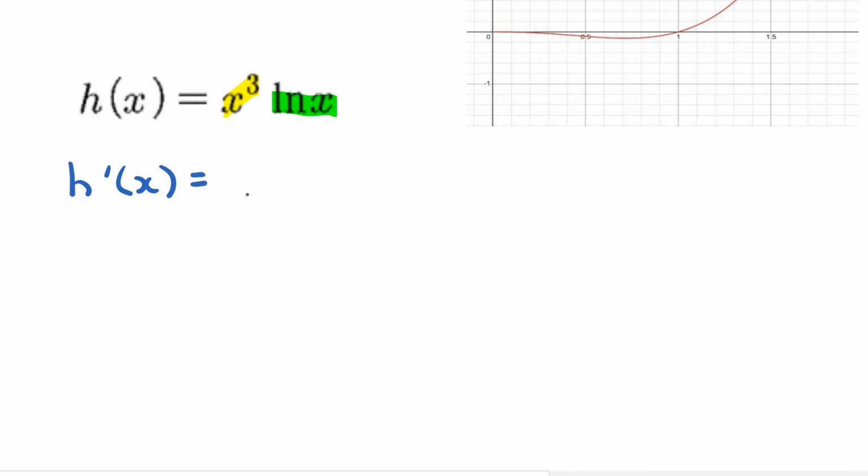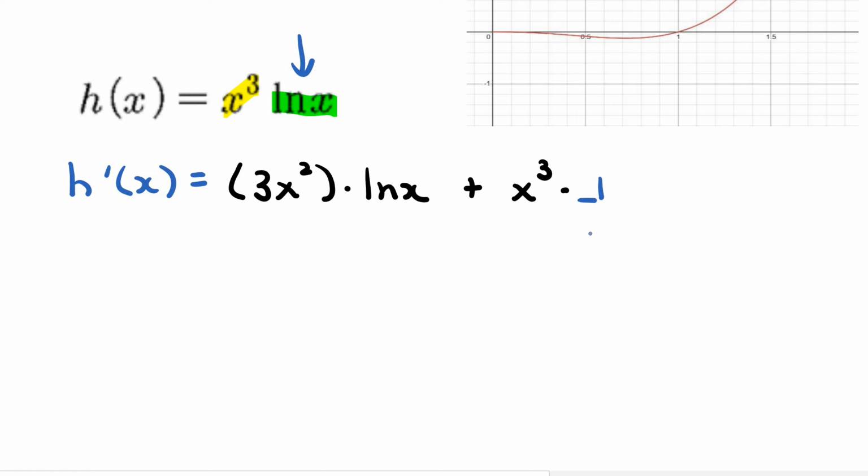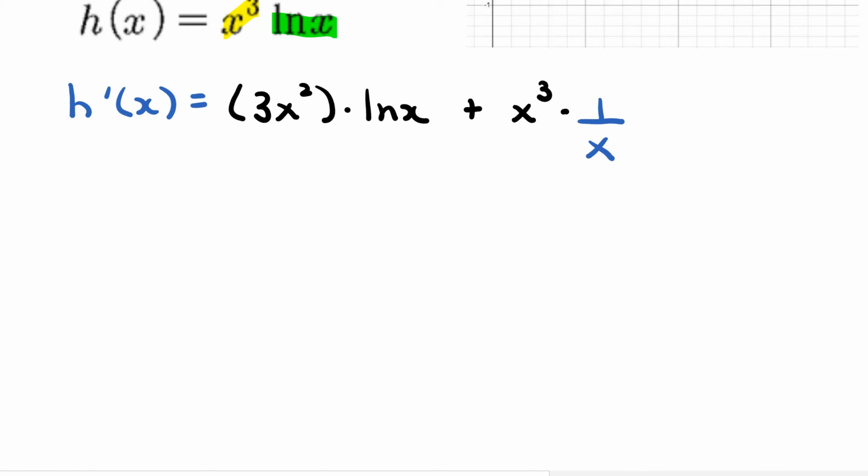The derivative of x cubed is going to be 3x squared, and then times that by ln x. And then I add that to x cubed, which is the first term, and then I times by the derivative of the second term, and the derivative of ln x is 1 over x. We're going to set this equal to 0 here. I'll try my best to clean this up. We have 3x squared times ln x plus, and then there's an x cubed and 1 over x, so that's going to be just plus x squared.